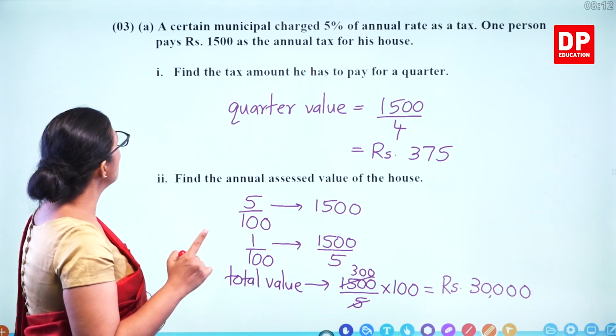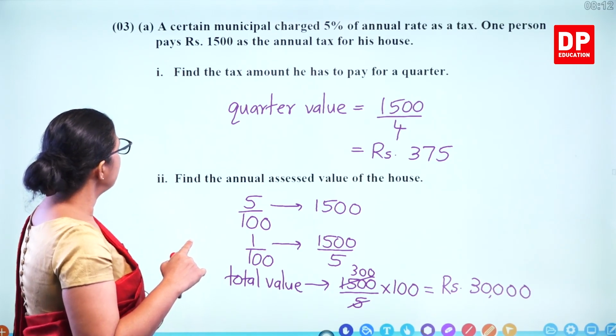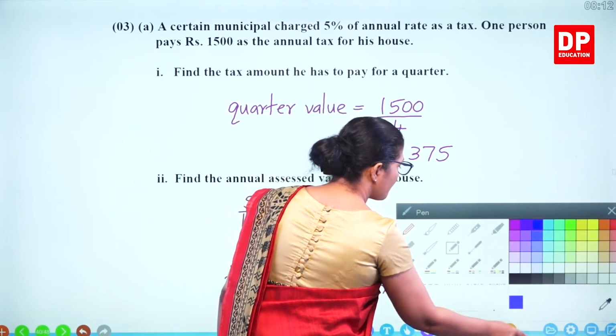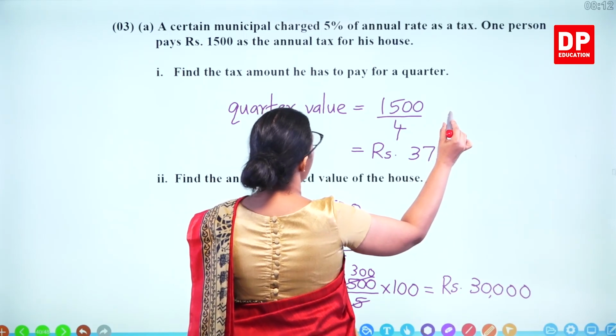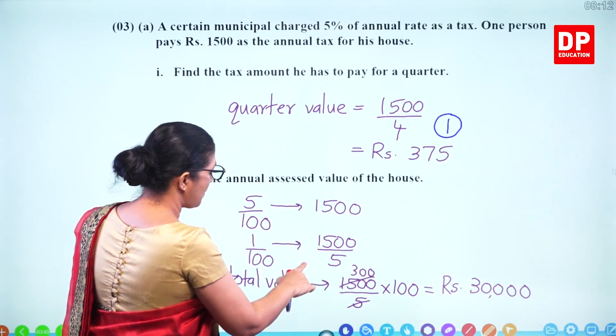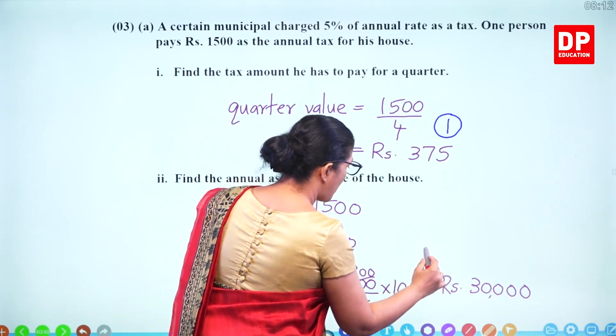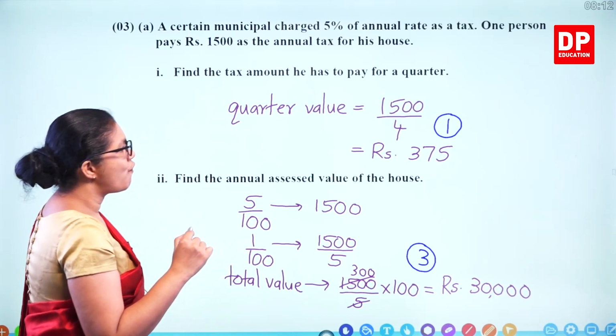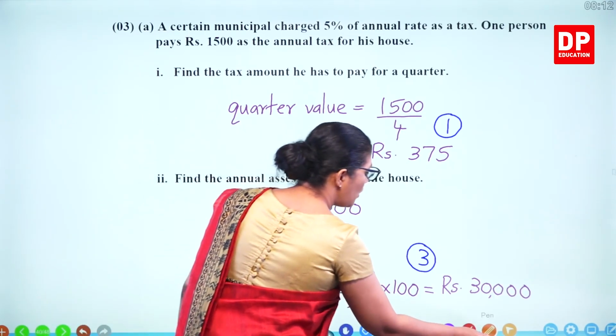So you get 2 parts in part A. So we'll give 1 mark here, 2 marks, 3 marks for this part. So altogether 4 marks. Now we'll look at part B.